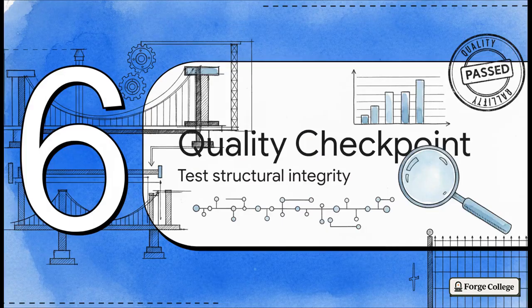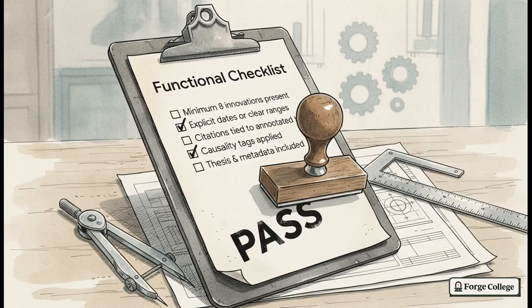And finally, step 6, the quality control checkpoint, testing the structural integrity. Let's see how this builds into your final non-negotiable quality gate. Before you hit export and submit that file for peer and instructor review, ask yourself a few rapid-fire questions. Do you have a minimum of 8 innovations present? Are there explicit dates or clear ranges for every single event? Are your citations properly tied back to your annotated table?